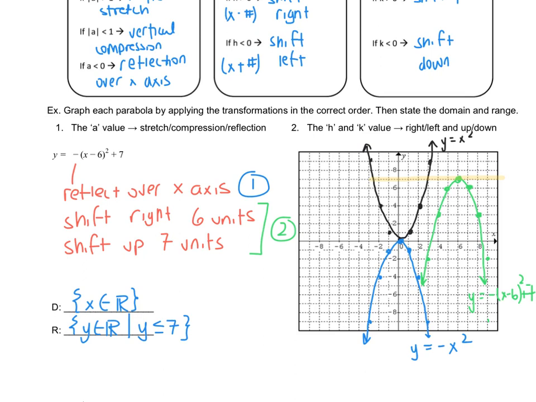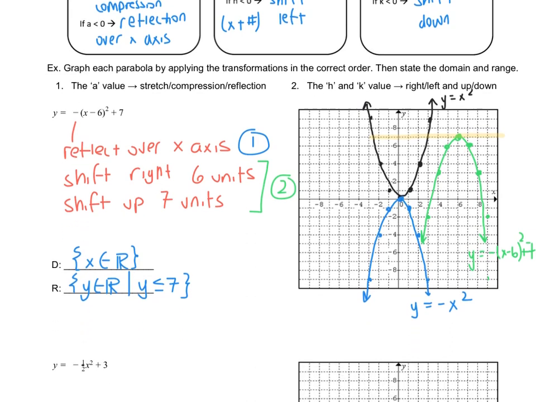Now, just a few observations I want us to make. When I did my reflection, so when I dealt with that a value, all it did was change my y values. The x's, all the points stayed in line. It's just the y values were now the negative version because a was -1. And in terms of your shifting, when I move to the right, that horizontal shift affects my x coordinate and the y stays. But the vertical, so the shifting up, affects the y's. So just a little observation.